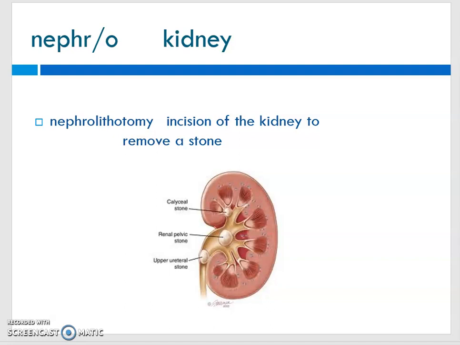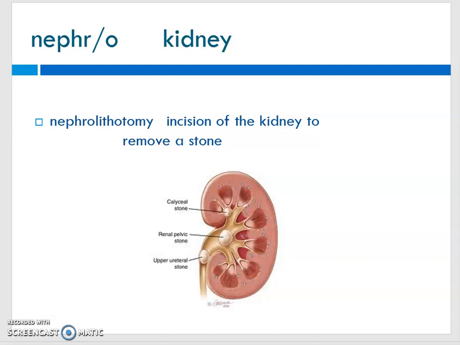Okay, going back to kidney and our nephro combining form, nephrolithotomy. So we're going right back to the word we had in the previous slide. A nephrolithotomy is incision of the kidney to remove a stone. So here we have a calyceal stone, which you see in the most superior part here. We have a renal pelvic stone in the medial part of the kidney. In the lower part, entering the ureter, we have an upper ureteral stone. You're probably getting the gist here that the location of the stone will determine its name.